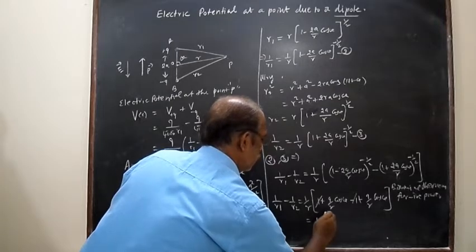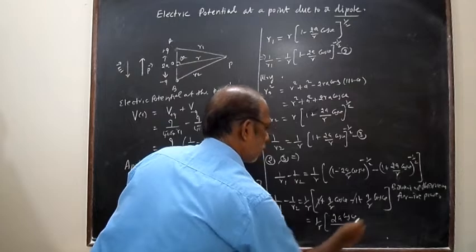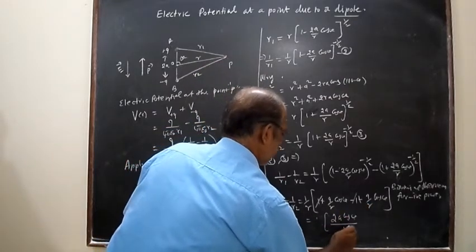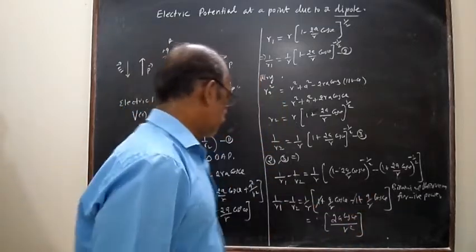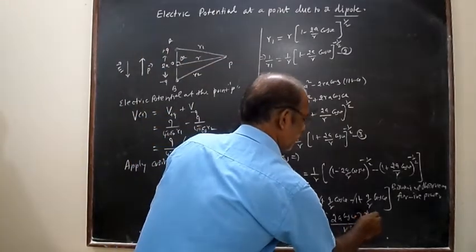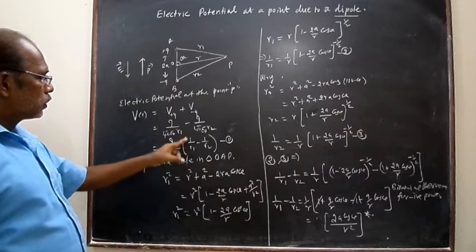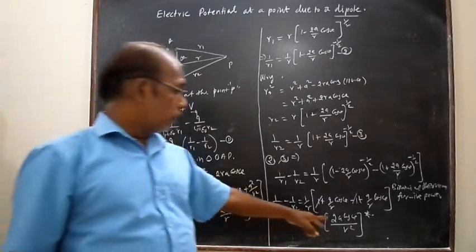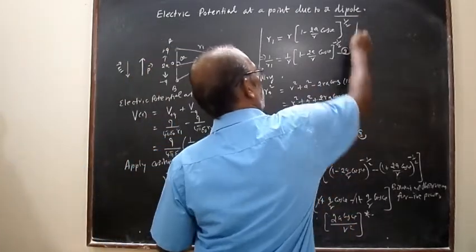So 1 by r into 2a cos theta by r, or straight away we get 2a cos theta by r square. This is 1 by r1 minus 1 by r2. This is a very important result. So dear student, we need the first result, so 1 by r1 minus 1 by r2 should be replaced by 2a cos theta by r square.